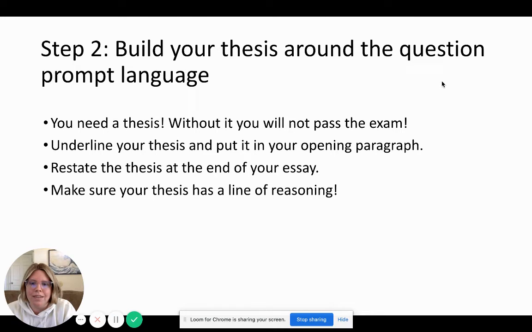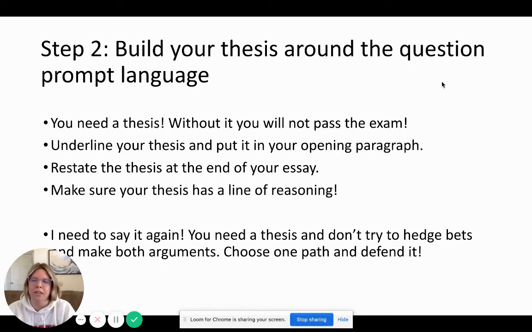Make sure your thesis has a line of reasoning. So the because has to connect to the argument. It can't just be a because that doesn't connect to your argument or doesn't relate to it at all. I have a couple of lines of reasoning later on that we'll take a look at, and we can see what those support and what those look like.